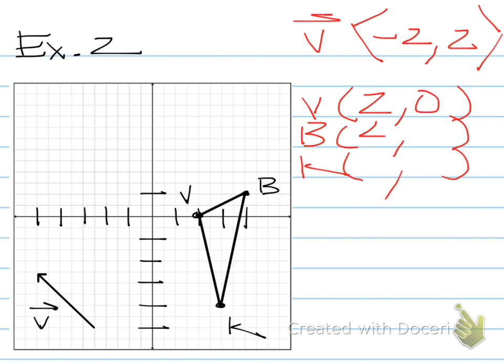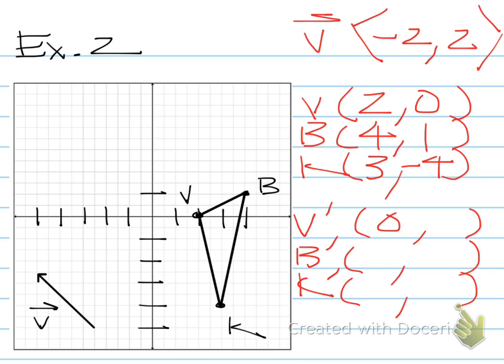After we write down the coordinates for V, B, and K, we're going to subtract 2 from each one of the x coordinates and add 2 to each one of the y coordinates. So when we do that, we get 0, 2 for V prime. When we subtract 2 from the x coordinate and add 2 to the y coordinate, we get 2, 3 for B prime. And then when we subtract 2 from the x coordinate and add 2 to the y coordinate, we get 1, -2 for K prime.